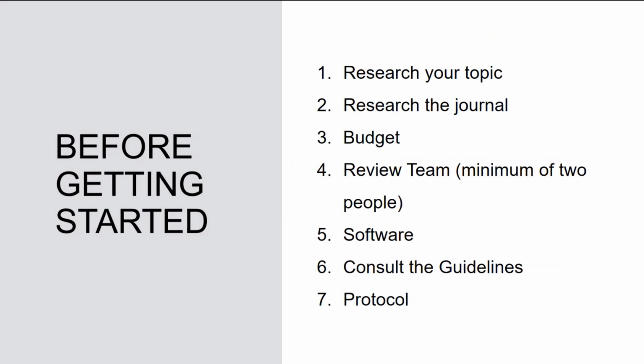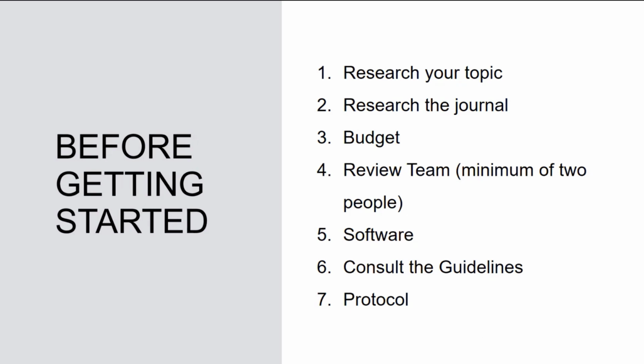Here are some of the things you should consider or be aware of before you undertake a scoping review. First, you should research your topic to make sure a review has not already been done, and also to make sure there is enough research out there to make it worth your while to do a review. Presumably, you'll want to publish your scoping review. So you should research the journals you would want to submit it to make sure they accept scoping reviews and if there are any particular requirements.